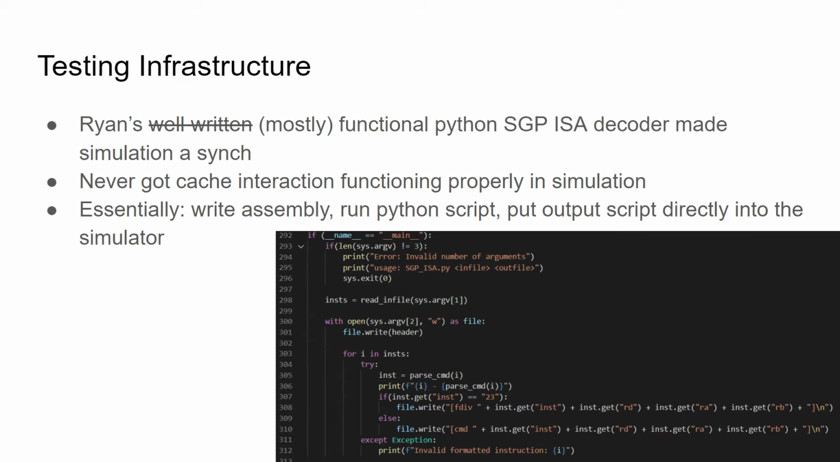Of course, I never got cache interaction functioning properly. I couldn't figure out how to interact with the cache in a way that was meaningful, as in, I can store data long term, but eventually I'm just pretending to be data coming in, so it's not like we're actually testing storing. But it was essentially write some assembly, run the Python script, put it into the simulator, and like Maggie said, everything worked in simulation. It's just when we got outside of simulation, it took a while to get something synthesized on the board correctly.